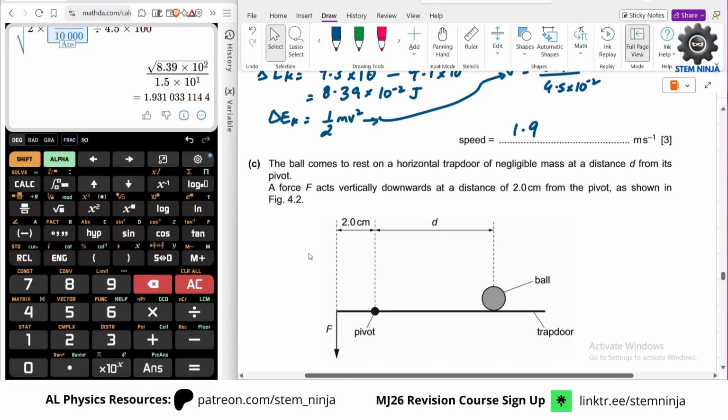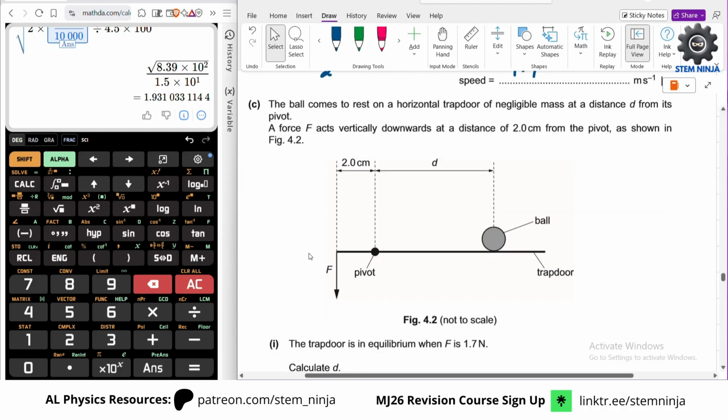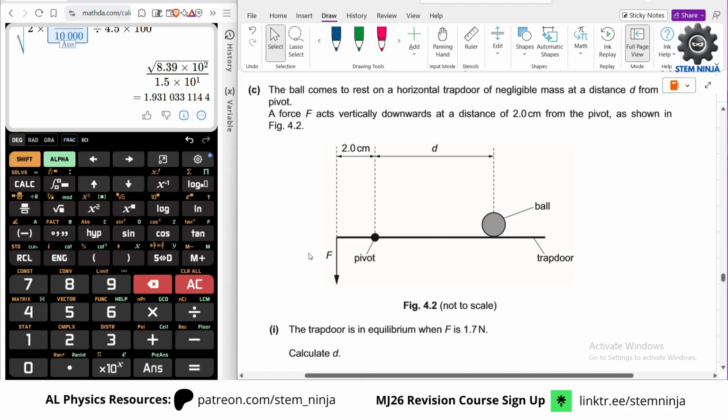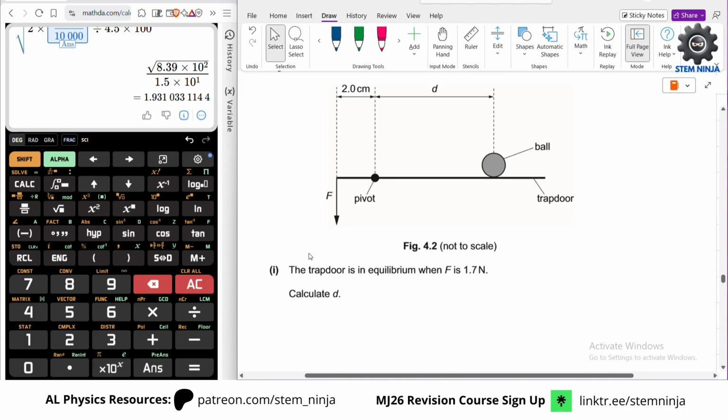The ball comes to rest on a horizontal trapdoor of negligible mass at a distance d from its pivot. A force F acts vertically downwards at a distance 2 cm from the pivot, as shown. The trapdoor is in equilibrium when F is 1.7. Calculate d.